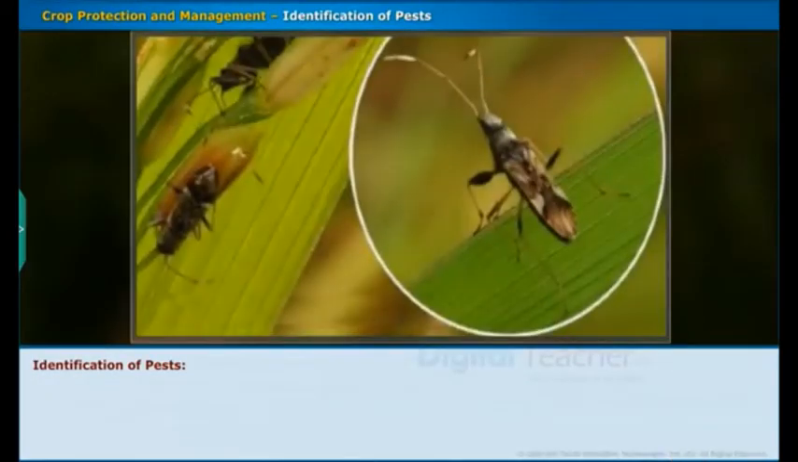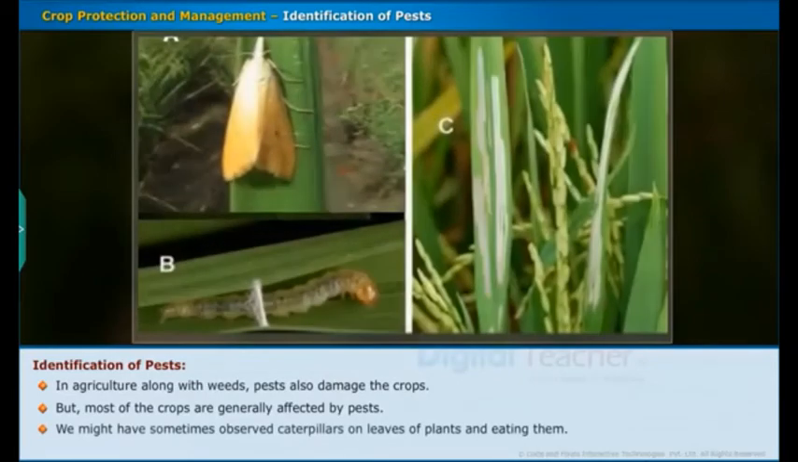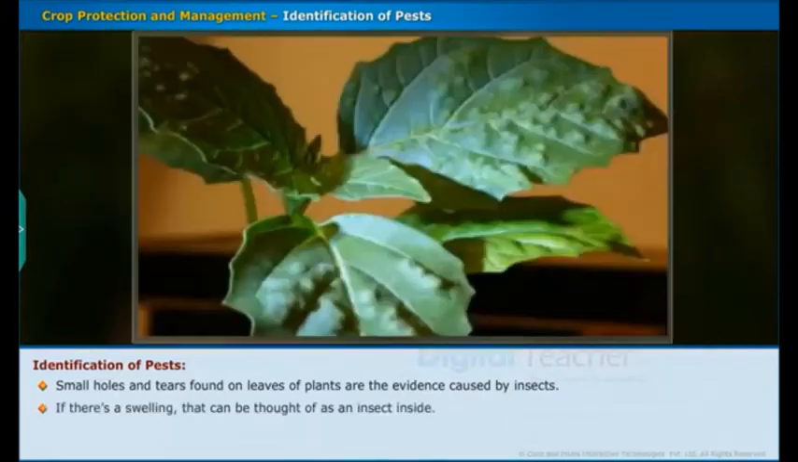Let us know how to identify the pests in crops. In agriculture, along with weeds, pests also damage the crops. But most of the crops are generally affected by pests. We might have sometimes observed caterpillars on leaves of plants and eating them. Small holes and tears found on leaves of the plants are the evidence caused by insects. If there is a swelling, that can be thought of as an insect inside.